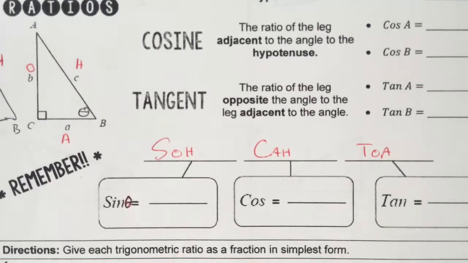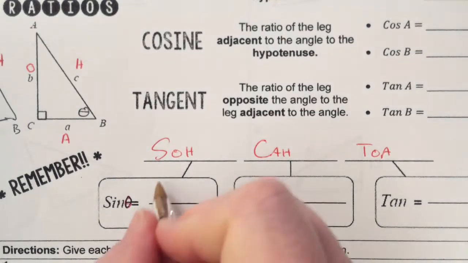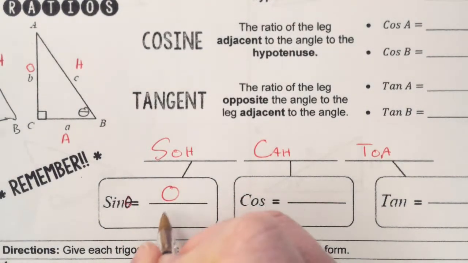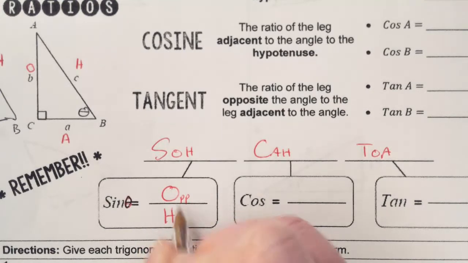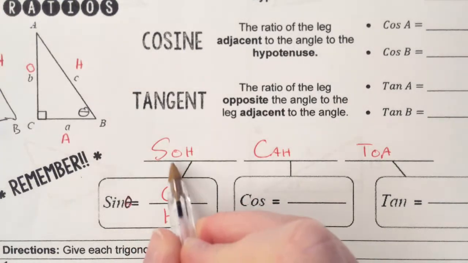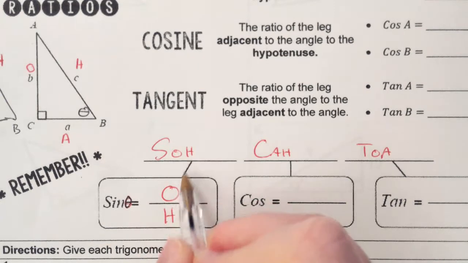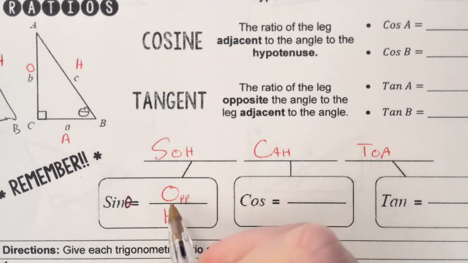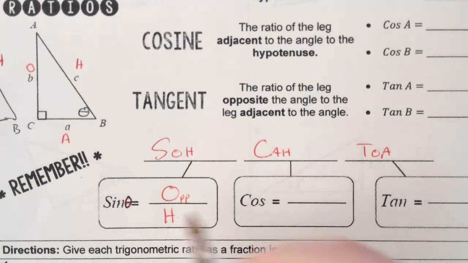SOHCAHTOA. So sine of theta equals opposite over hypotenuse. So left to right, top to bottom. S: sine of theta equals O, opposite, over hypotenuse, H.